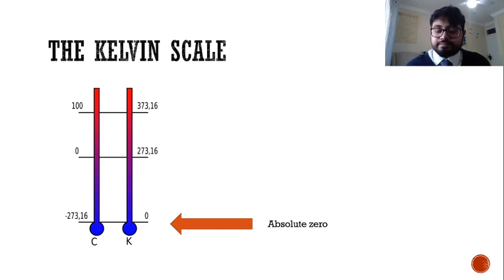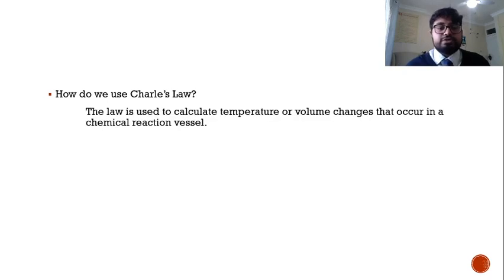Okay, so how do we use Charles' law? Well, we use it to calculate temperature or volume changes in a chemical reaction vessel, and there is an equation for that, and that is T1 over V1 equals T2 over V2.